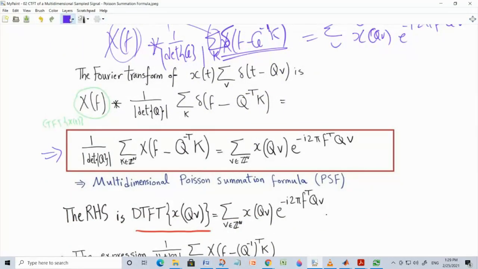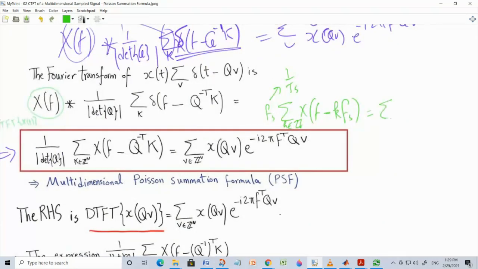In one dimension, to put things in perspective, it would be nice to have the one-dimensional result here. The one-dimensional result is Fs times the summation over k in Z of x of f minus k Fs, where Fs is 1 over Ts. So it's like this, with 1 over the absolute determinant, and on the other hand it is the sum of x of n Ts times e to the minus i 2 pi f. Let me write it with v, where v is now an integer, so v Ts, and this is f Ts v. So that you can have the two forms. This is the generalization of this.